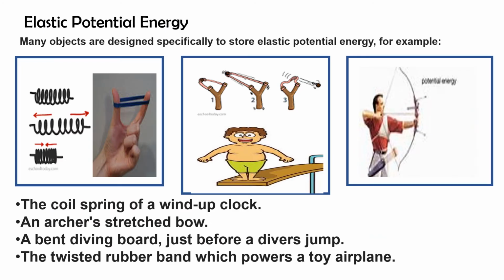Again, we have some examples here for elastic potential energy. Try to look at the picture. It is very simple to describe elastic potential energy. The coil spring of a wind-up clock, an archer's stretched bow, a bent diving board just before divers jump, the twisted rubber band which powers a toy airplane, or any others.